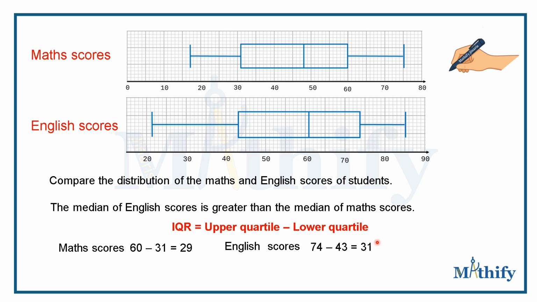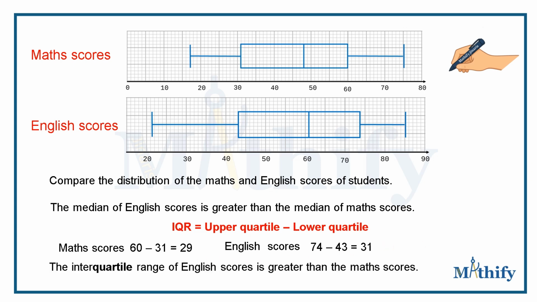What can we imply about these scores? We can say that the interquartile range of English scores is greater than the interquartile range of math scores. And that is your second comparison for the distribution of maths and English scores.